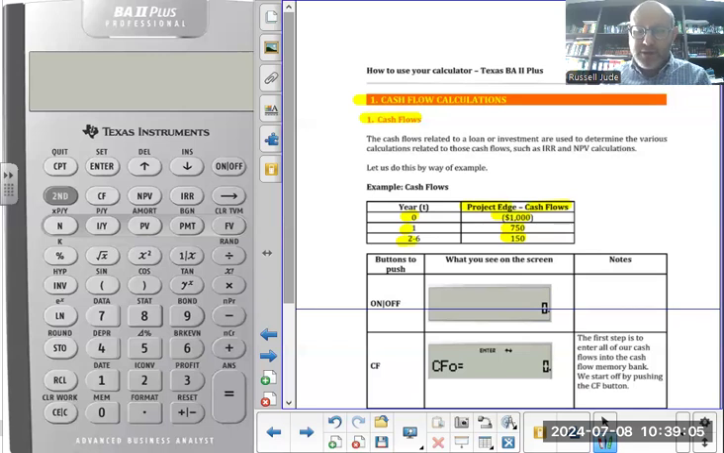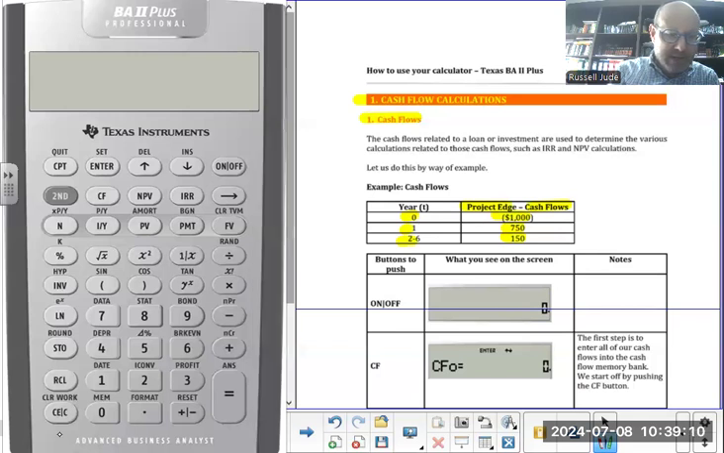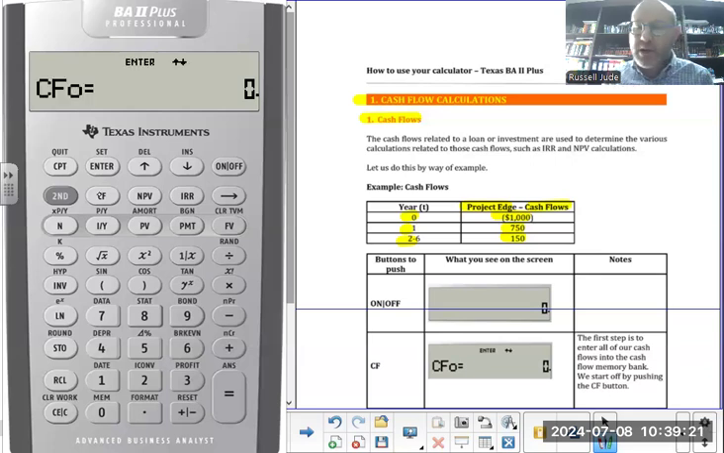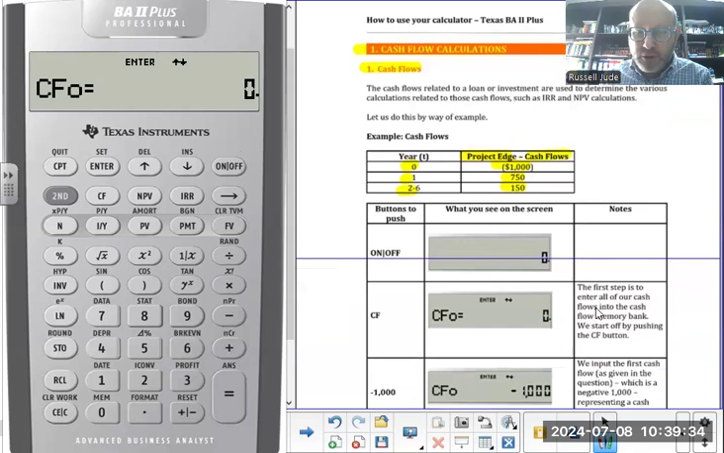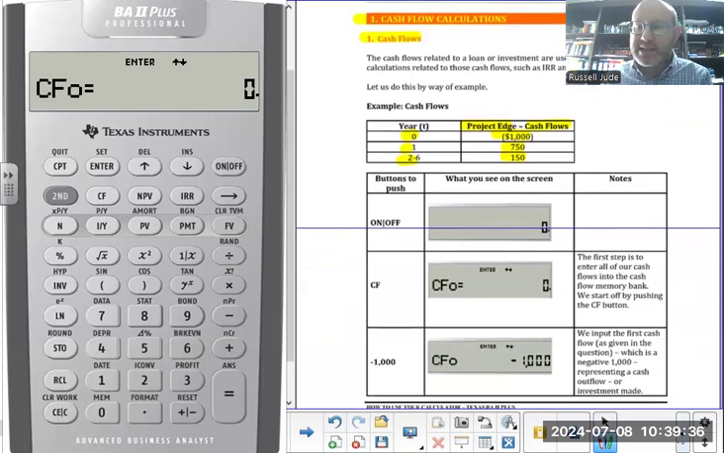First and foremost, as you know by now, we go into our calculator here, and don't forget to push the on button. That's always the best thing to do. Calculator is now on. Now we need to go to our cash flow mode. So we push CF. We are now in the cash flow mode. The cash flow mode is a series of functions that will record all the cash flows in this particular bank of cash flows.